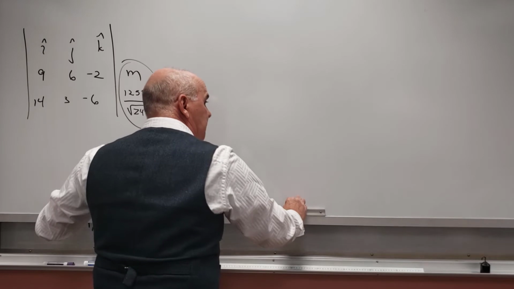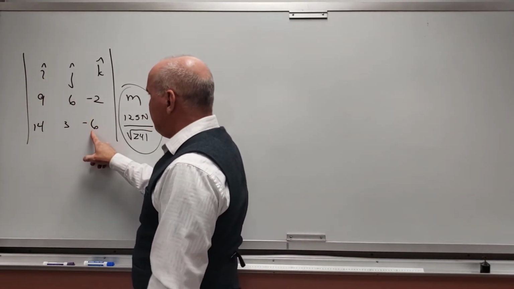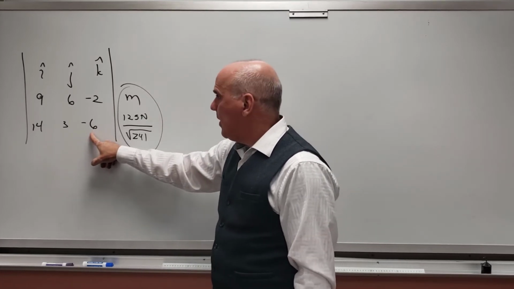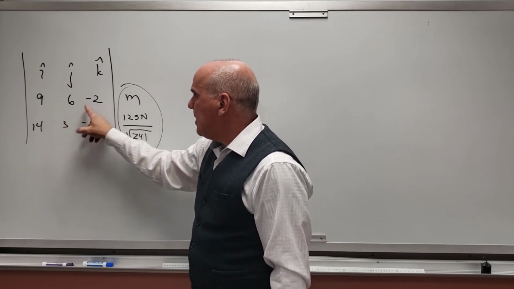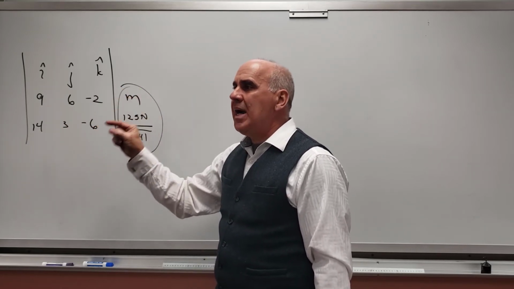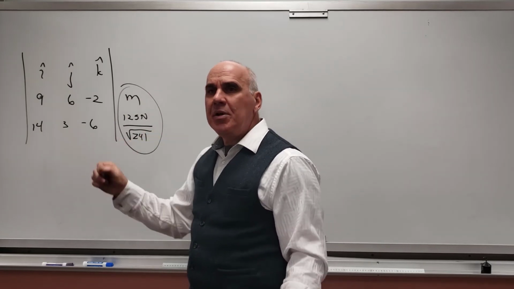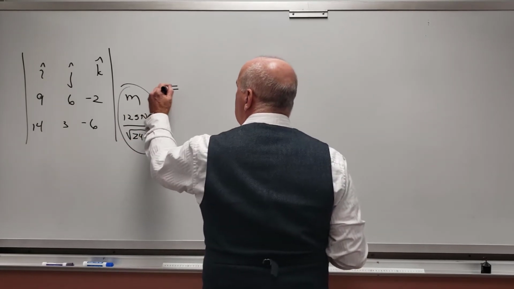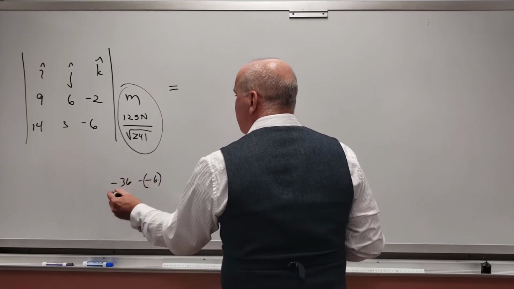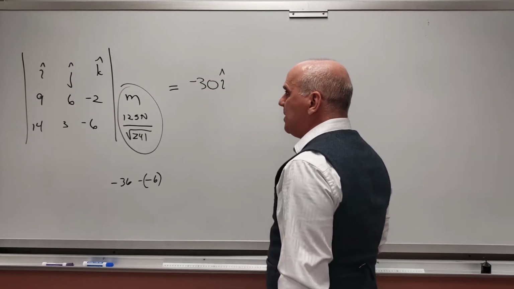So if I do this, I'm going to have I hat, so I'm going to get 6 times negative 6, that's negative 36, right? Subtract 3 times negative 2, that's negative 6. So negative 36 minus a minus 6 is going to be negative 30. That's in the I hat direction.